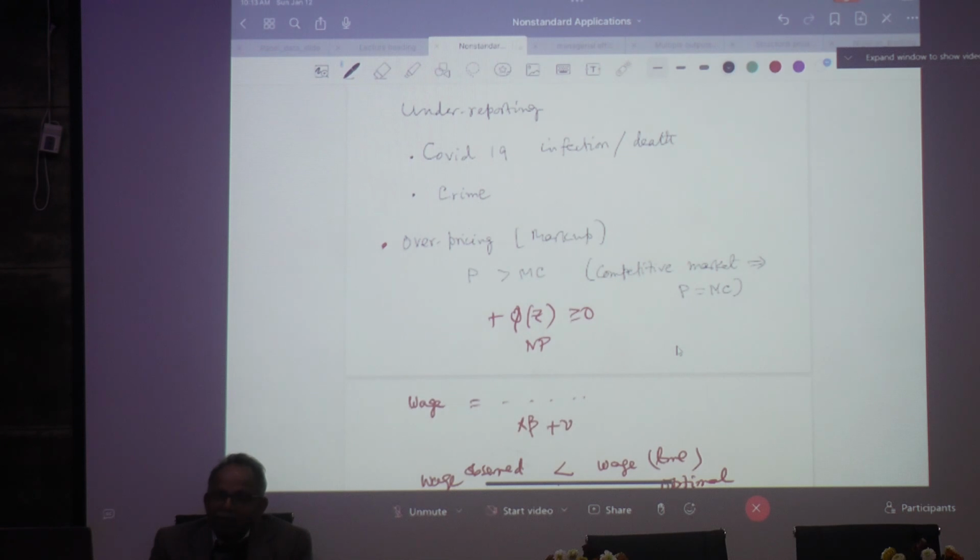Or what do you say, dal mein kuch, what is the term? Yeah. Meaning that you suspect the data.